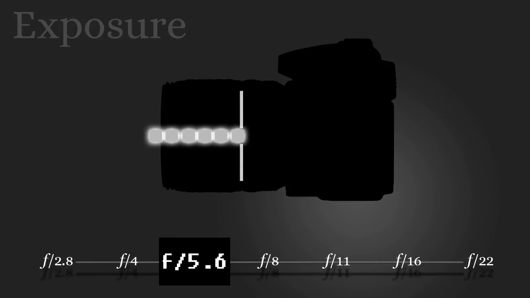So if you start off at f2.8, it lets in a lot of light. If you switch to f4, it lets in half as much light. And if you switch to f5.6, it lets in half as much light as f4, which is a quarter of what we got at f2.8. That is important, so pause and replay if you need to.